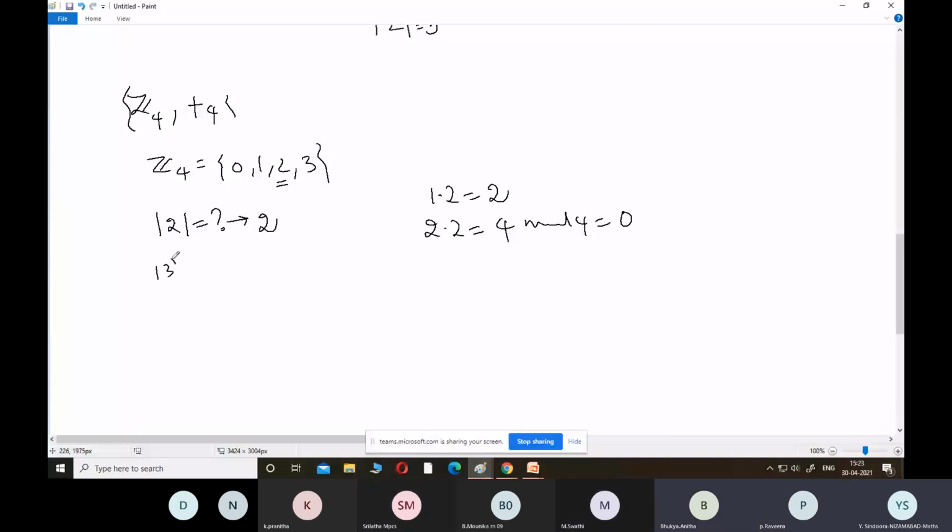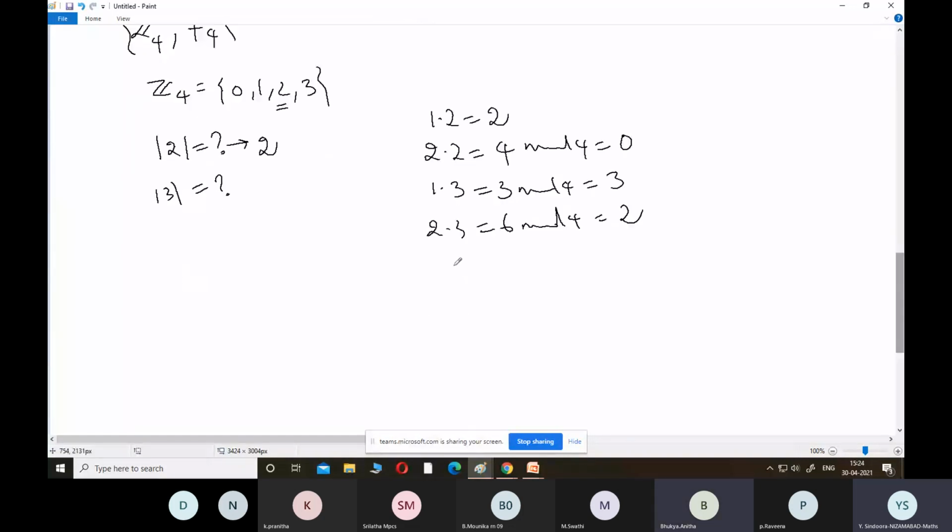Now, what is order of 3? Just do 1 into 3, which is equal to 3 for us. 2 into 3 is equal to 6. Here also modulo 4 will be applied. What is 6 modulo 4? It is nothing but 2 for us. It is not equal to 0. Now, let us go for 3 into 3, which is equal to 9. 9 modulo 4 is nothing but what for us? Sorry, it should be 1 for us.